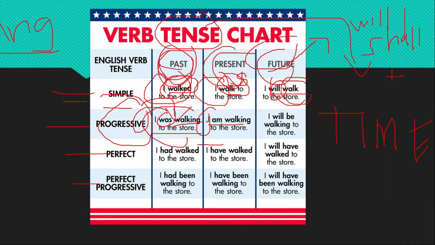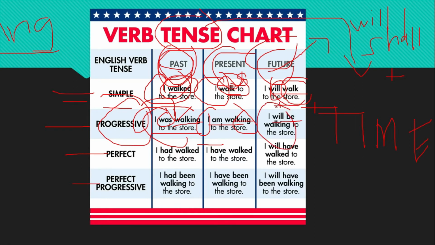You don't say "I is." So we would say "I am." I am what? Walking to the store. That is the -ing form. For the future tense, "I will be walking to the store." So we take the will plus the progressive form of the verb. So, I will be walking to the store.